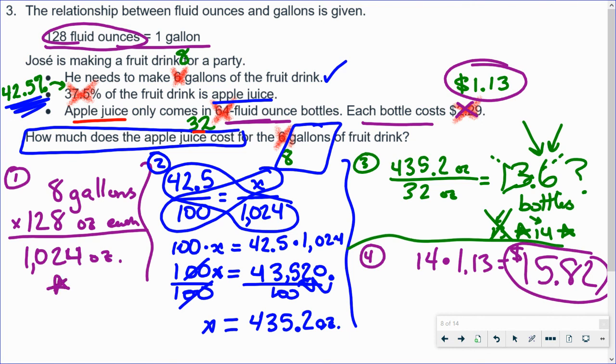First part, how many total ounces do we need? 1,024. Now, why do we need to find that? Because of that 1,024, only 42.5%, almost half of the juice, needs to be apple juice. So it turns out that we need 435 2/10 ounces of apple juice. Now, all those ounces we can split up into 32-ounce containers. And since you can't buy part of a container, we would need 14 bottles to make sure we have enough. Last but not least, each of those 14 is $1.13 each, coming up with a total of $15.82.